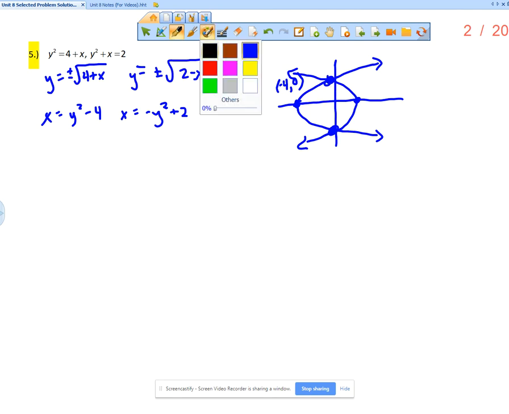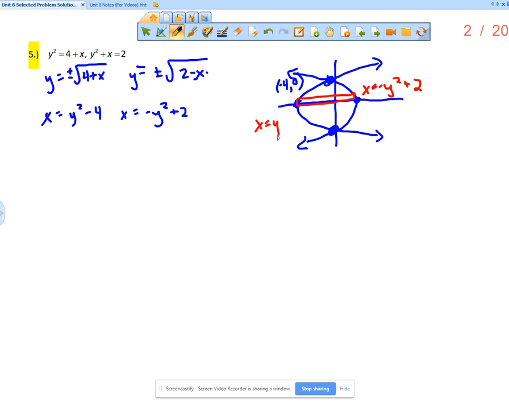Now, which is going to be easiest, to use a dx or a dy? Well, a dy is going to be easiest because no matter where you draw the dy, the curve on the right, x equals negative y squared plus 2, is always the one on the right, and the curve x equals y squared minus 4 is always on the left. But if you were to try to use a dx, notice these dx's have different upper and lower boundaries than each other, and so in general, we don't want to do that.